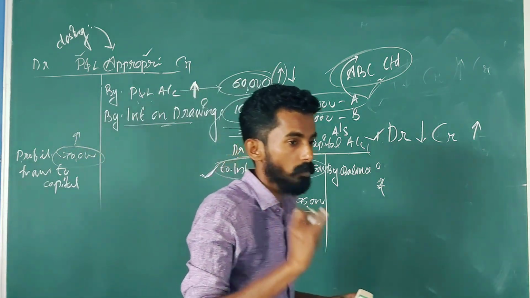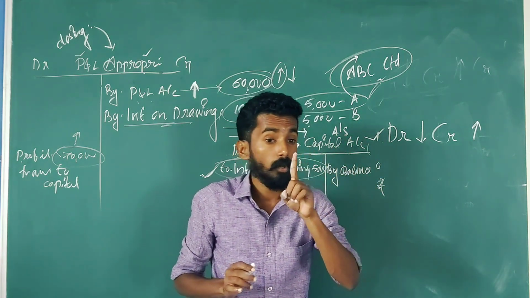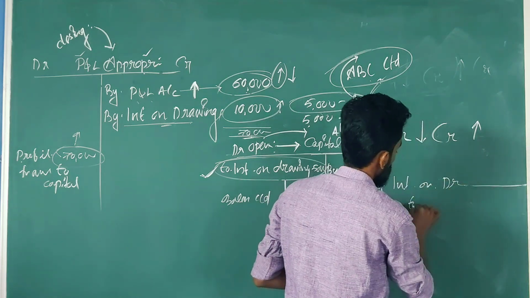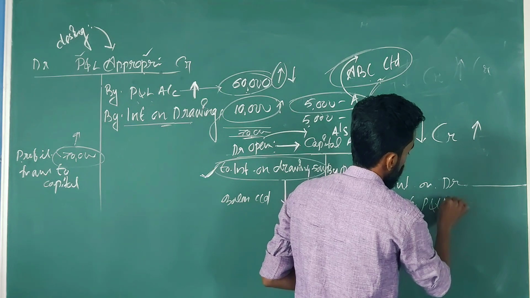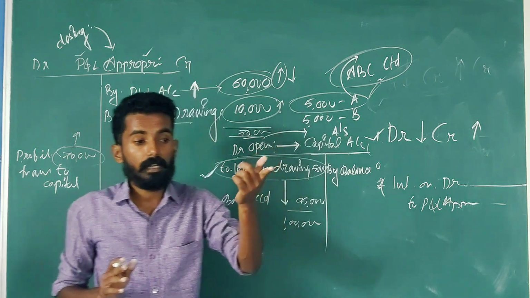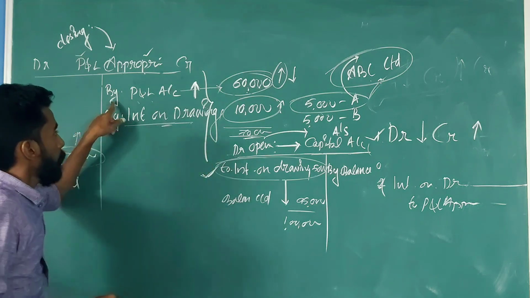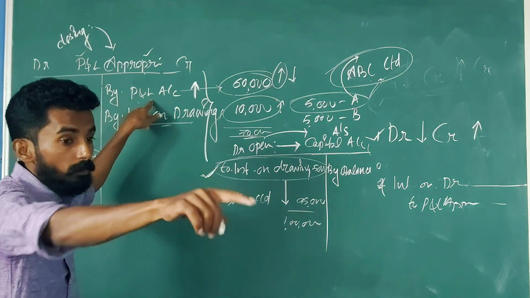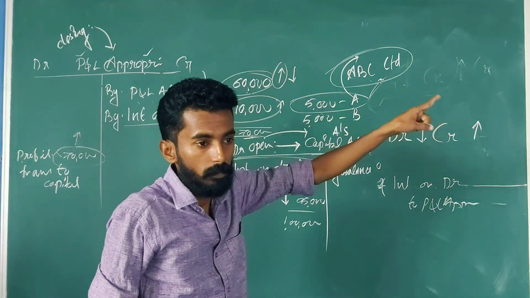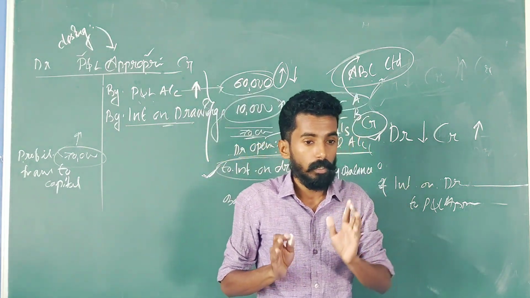What is the opening journal entry for interest on drawings? Partners' capital account debtor to interest on drawings. Very good. Closing entry will be interest on drawings debtor to P&L appropriation account. This is the journal entry for interest on drawings. Is there any other item on the credit side of the P&L appropriation? No, only two items. First one is by profit and loss account. What is in bracket? Profit transferred from where? P&L account. These are the two journal entries, opening and closing, for interest on drawings.